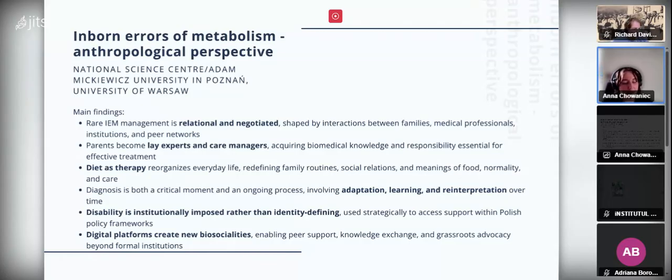Diet shaped the entire life of the family and was understood not merely as food, but also as a medical treatment, and it had its consequences, this understanding of the diet. What I also found is that disability here was not a personal identity acquired by the families or the children or the persons with the diseases, but rather it was systematically imposed, which was quite a big part of the research. And digital platforms, so social media, created new biosocialities for peer support and knowledge exchange. So where this extra knowledge came from, and that whole process was separated from, let's say, the official formal institutions, how it was built and how this knowledge was shared.